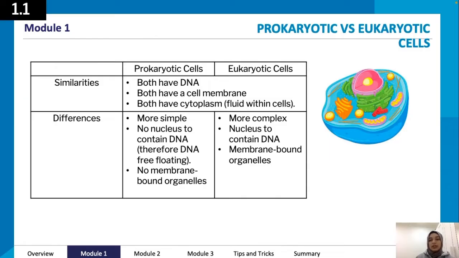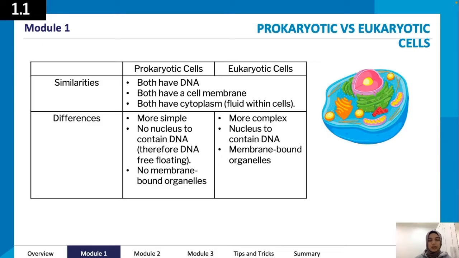So, looking at the comparison between a prokaryotic and a eukaryotic cell. They have similarities in that they both have DNA, right? Prokaryotic and eukaryotic cells both have DNA, they both have a cell membrane, and they both have cytoplasm, which is the fluid within the cells. So both of them have those three features: DNA, cell membrane, and cytoplasm.